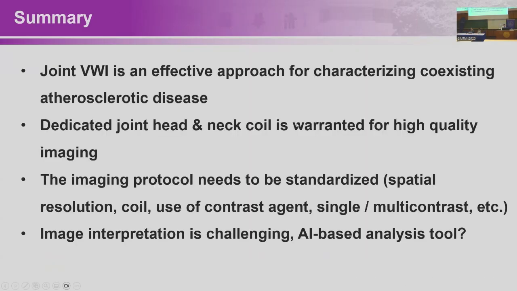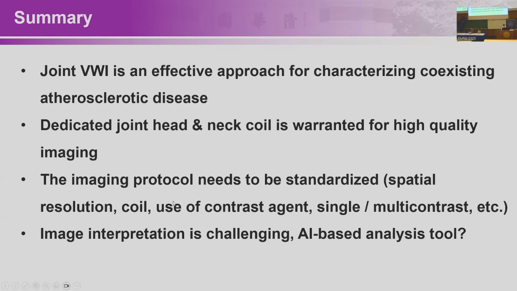Here I'd like to summarize. This is an interesting topic actually. We just discussed joint vessel imaging for both intracranial and extracranial carotid artery atherosclerosis. This imaging technique is an effective approach for characterizing coexisting atherosclerosis, but we do need a dedicated joint head and neck coil to ensure the image quality. Otherwise, we cannot get acceptable image quality.